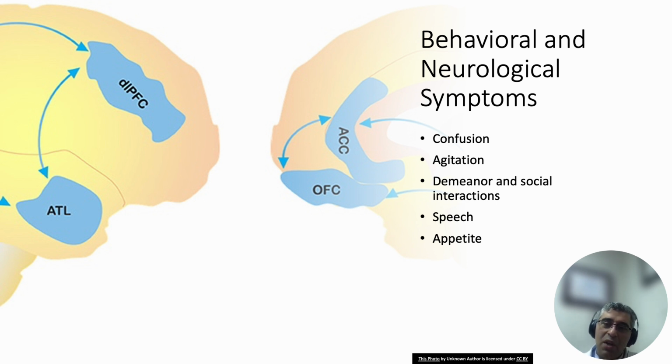When we talk about behavioral and neurological symptoms, that's one of the other things we need to detect. If the resident is more confused, agitated, or if the social interaction of the resident has changed, demeanor, speech, appetite, these are very, very important signs that if you see in a resident, that means we are dealing with a change of condition.